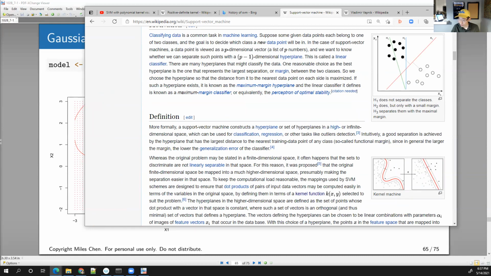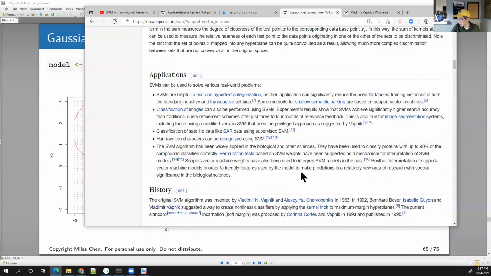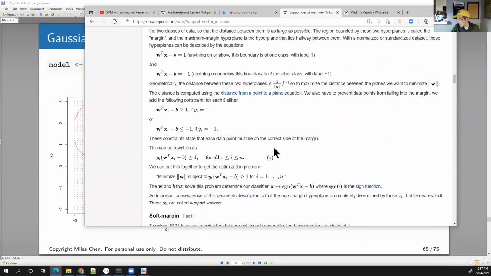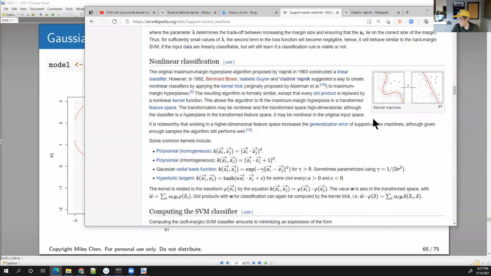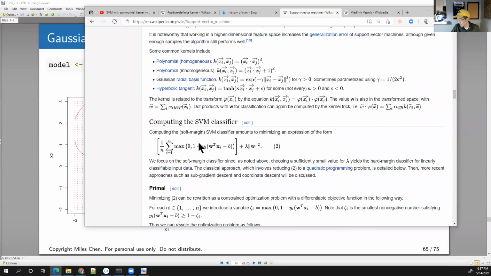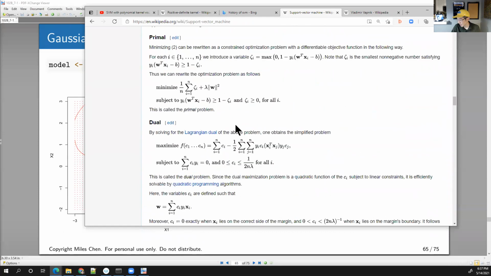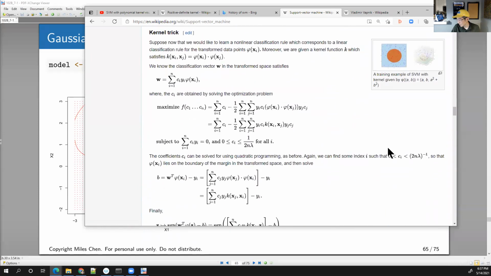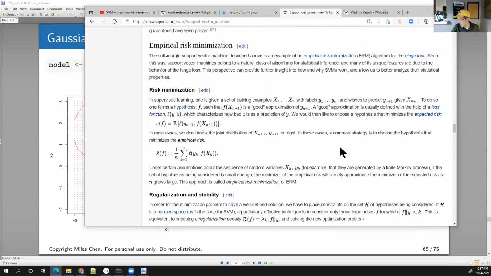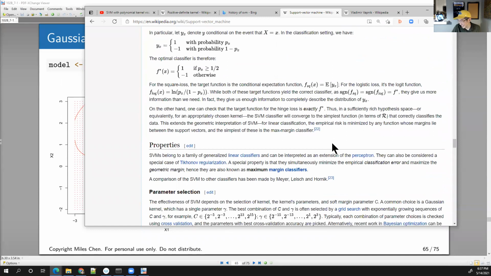You can do regression with support vector machines, but how does that work? Oh, I don't know, actually. Support vector, linear SVM, this is the hard margin, the soft margin, and nonlinear classification. And we have all of these Gaussian kernel things, computing this, the kernel trick. Oh, look, there's almost the same example that we have. Look at this Wikipedia page. I almost think I copied this, but I promise I didn't. I just based it off of the textbook.